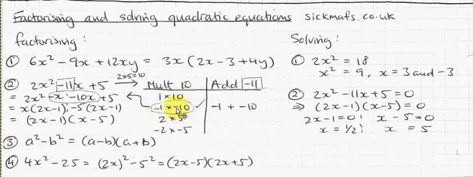And what do I do with it? Well, that minus 11x is going to become minus 1x plus minus 10x. Although it's the same thing, I've written a different order, so I don't want you to get confused. So that minus 1 becomes minus 1x. That minus 10 becomes minus 10x.